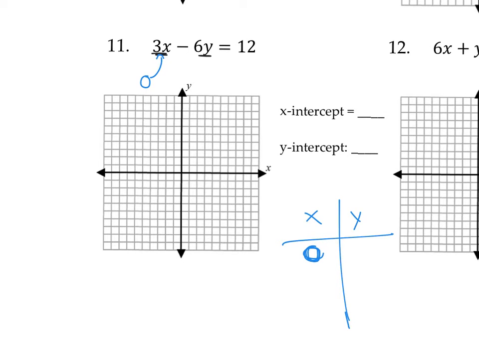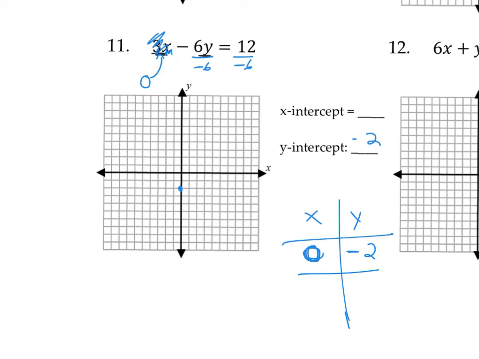Now what does that mean? That basically means 3 times 0, well, that's 0. I have an equation in front of me where I can solve for y and divide both sides by -6. So all of that would give me a y value of -2. So my y-intercept is -2. Y-intercept of -2 right there.